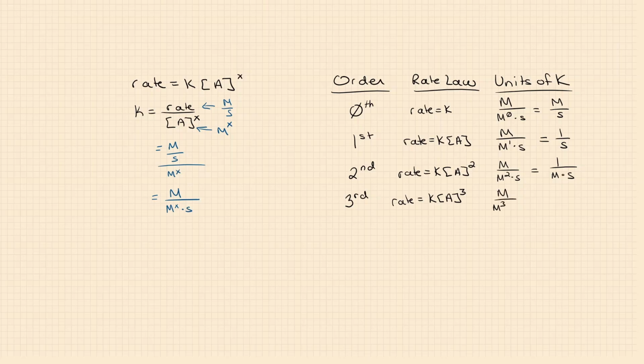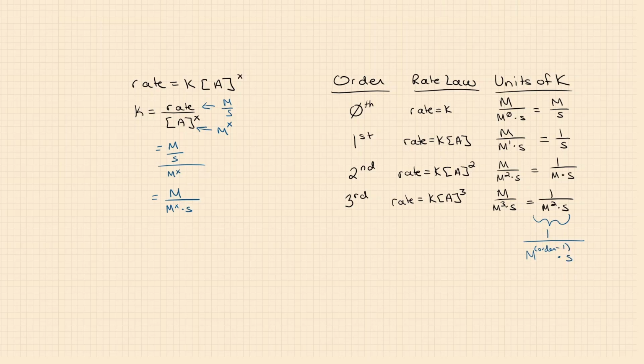For third order, again, I have molarity cubed on the bottom, and one of those is going to cancel out from the molarity on the top, and I'll get 1 over molarity squared per seconds. Or if we don't want to rearrange the equation and solve for these units every time, we can just remember this formula. The units of K is going to be equal to 1 over molarity to the power of the order of the reaction minus 1, times seconds.